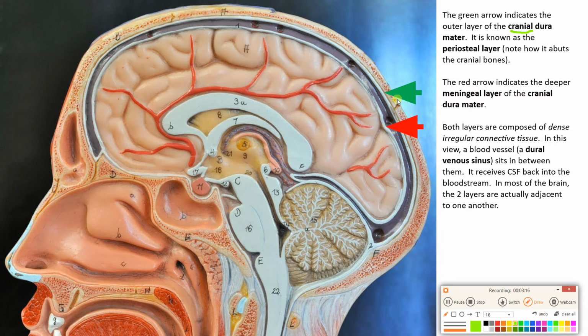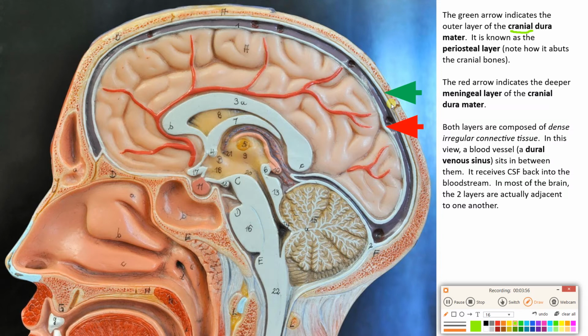The outer one, the more superficial one, is the green arrow here, and it is called the periosteal layer because it is going to be up against the cranial bones. Now, the deeper one, the red arrow here, is the meningeal layer because it will be up against the other meninges. Now, both these layers are tough and strong, and if we were actually in the lab, when we cut up sheep brains in the lab, you can try and tear the Dura matter. You can pull on it and see just how gosh darn strong it is.